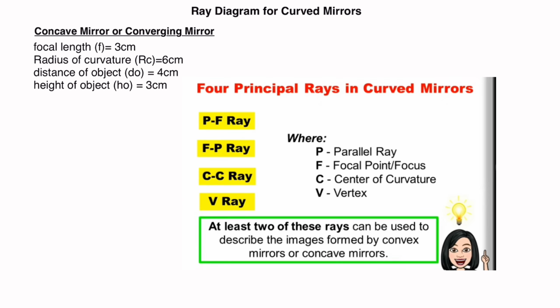Okay, so hello everyone. I'm going to show you how you can use a ray diagram to describe the image formed by curved mirrors. For a ray diagram, there are four principal rays that you can use so that you can describe the image formed. However, to make it easier, I'm going to show you two important principal rays that you can use so that whatever the location of the object in front of the curved mirror, you can still describe the image formed.